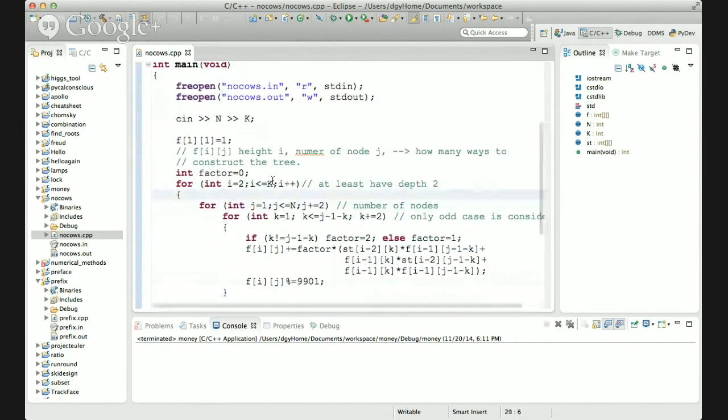So from the height 2 to the k, we need to search out, and then from number of nodes, from node 1 to n, and we know because we are only going to search through odd numbers, so we just simply plus equal 2 here. We don't plus 1, for saving time, for saving some errors.